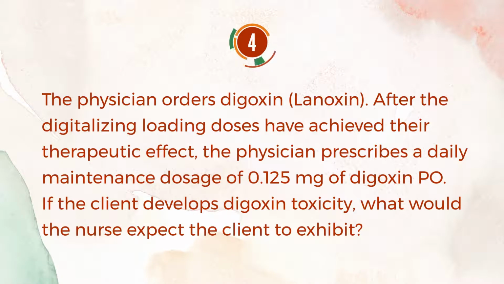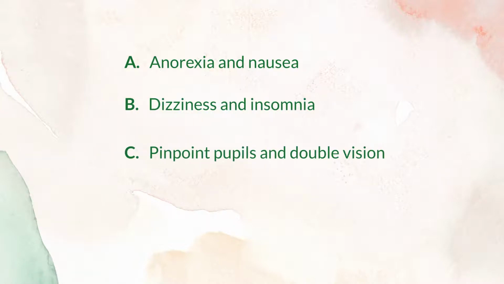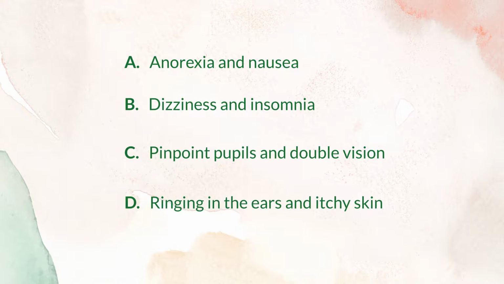Number 4. The physician orders digoxin, Lanoxin. After the digitalizing loading doses have achieved their therapeutic effect, the physician prescribes a daily maintenance dosage of 0.125 mg of digoxin PO. If the client develops digoxin toxicity, what would the nurse expect the client to exhibit? A. Anorexia and nausea. B. Dizziness and insomnia. C. Pinpoint pupils and double vision. D. Ringing in the ears and itchy skin.